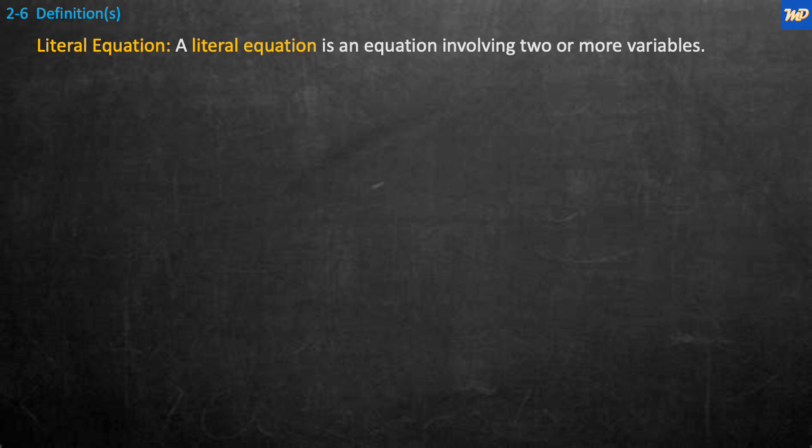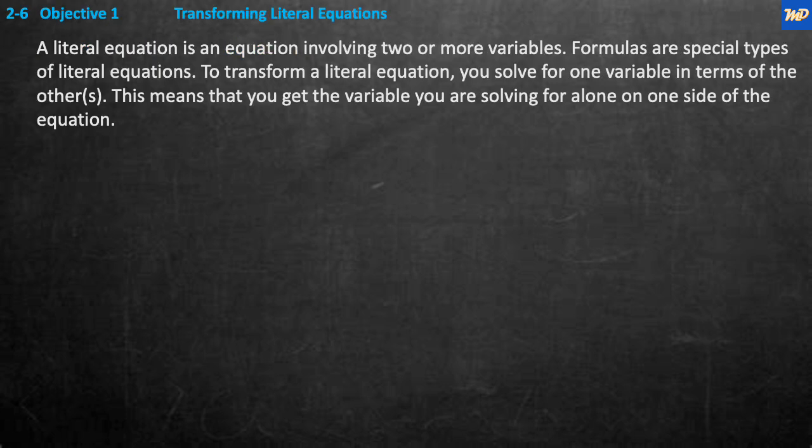So before we get started, let's look at a definition. A literal equation is an equation involving two or more variables. It's pretty much that simple. Formulas are special types of literal equations. To transform a literal equation, you solve for one variable in terms of the other or others. This means that you get the variable you're looking for, wanting to solve for, alone on one side, and the remaining variables fall in on the other.